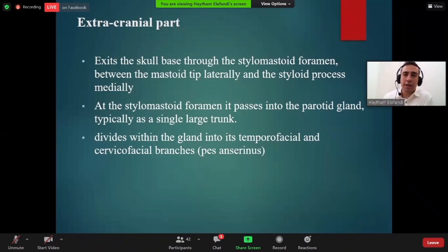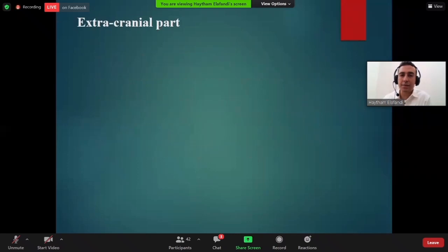Finally, we go to the extracranial part, which exits the skull base through the stylomastoid foramen between the mastoid tip laterally and the styloid process medially. At the stylomastoid foramen, it passes, of course, to the parotid gland within its substance, typically as a single large trunk. Usually it may branch before, but usually as a single large trunk. This is, of course, important for neck surgeons, and it divides within the gland into temporofacial and cervicofacial branches, which gives what we call the pes anserinus, the goose foot.